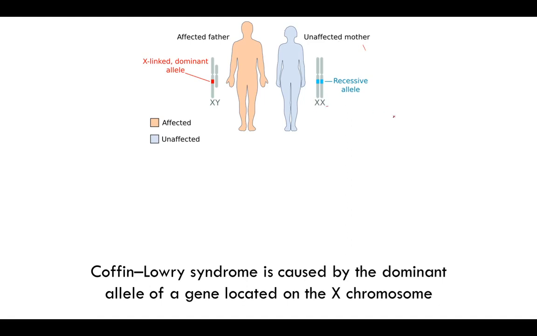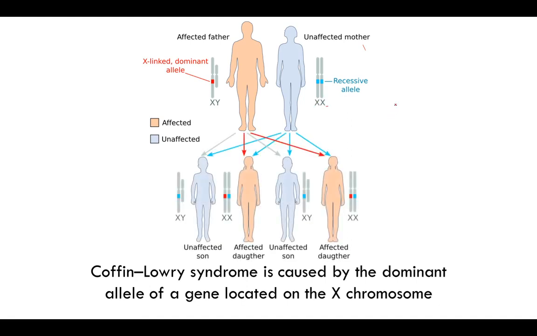Okay? What would happen if they had children? Well, if you do a Punnett square, you see this. The father passes on his X chromosome to the female offspring, and he passes on his Y to the males. So all of the possible female offspring would have Coffin-Lowry syndrome, because remember it's always probability, since they would inherit a dominant allele from the father that has the syndrome and a recessive allele from their mother.